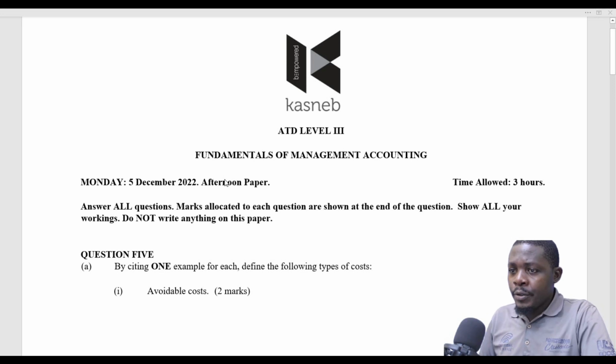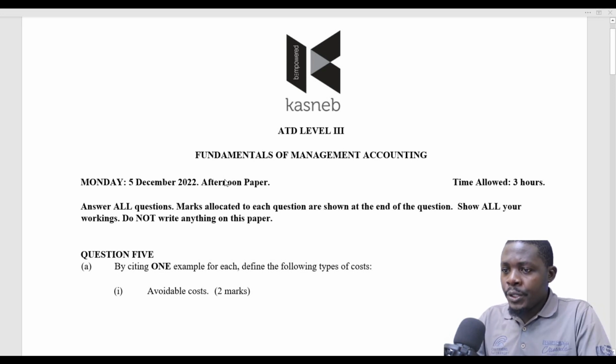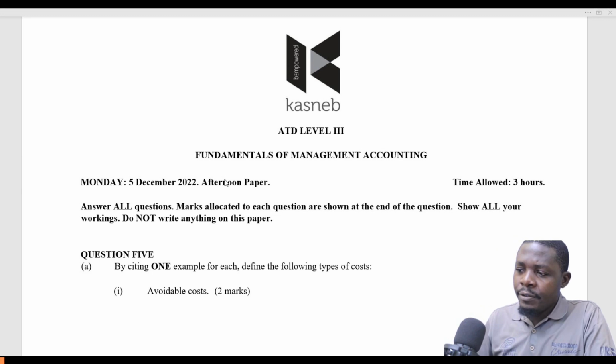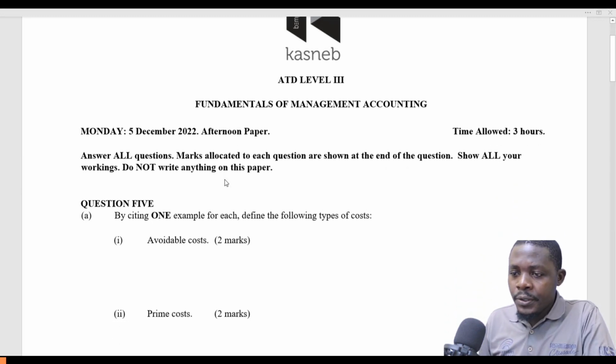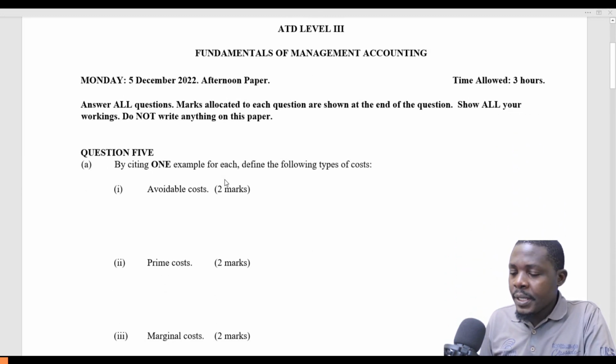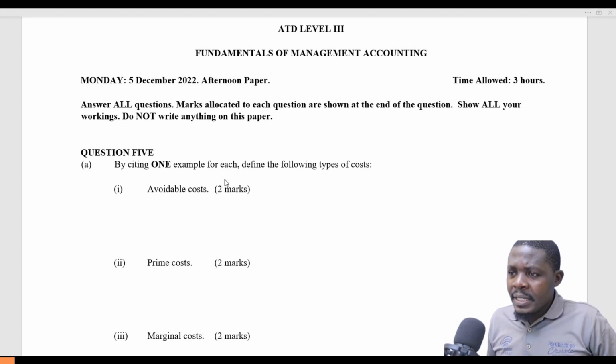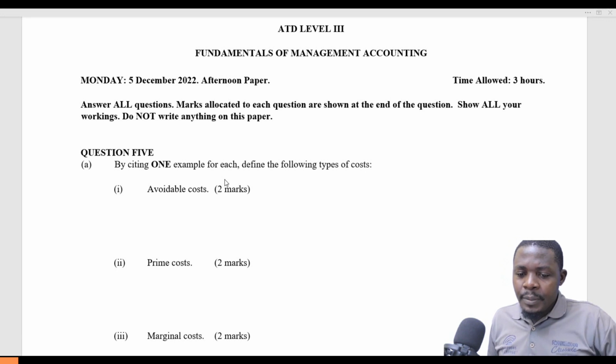Fundamental Management Accounting, December 2023, question number 5. Part A requires one example for each. Define the following types of cost: avoidable cost, prime cost, marginal costing. 2 marks each. Let's start with the avoidable cost. We define it and we give one example.